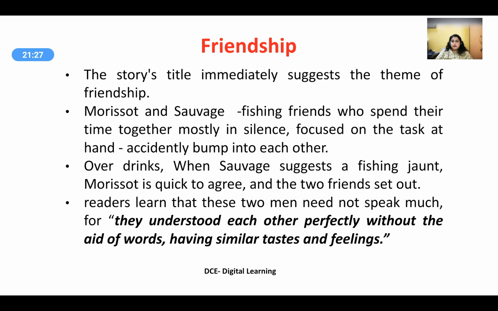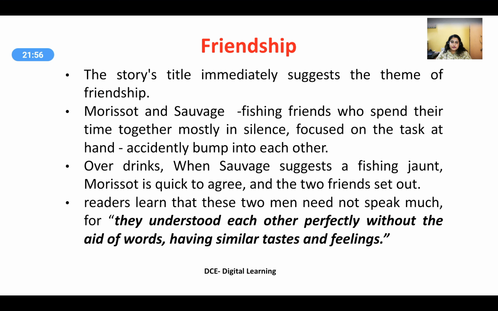The other most important theme that can be seen in the short story Two Friends is friendship. In fact, the story's title immediately suggests the theme of friendship. Morisot and Sauvage were fishing friends who spent their time together mostly in silence. They used to just focus on the task at hand. In fact, they were casual friends. They were not good friends as such. And when the story starts, they accidentally bump into each other.